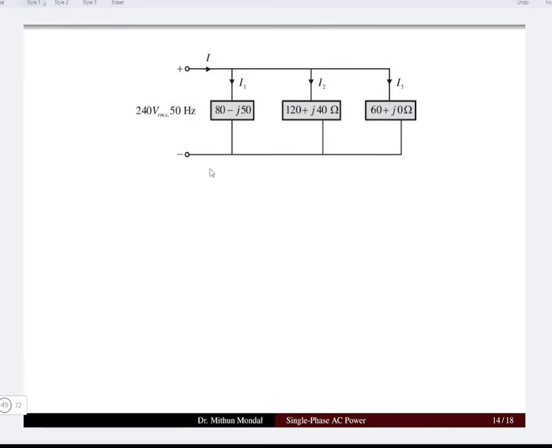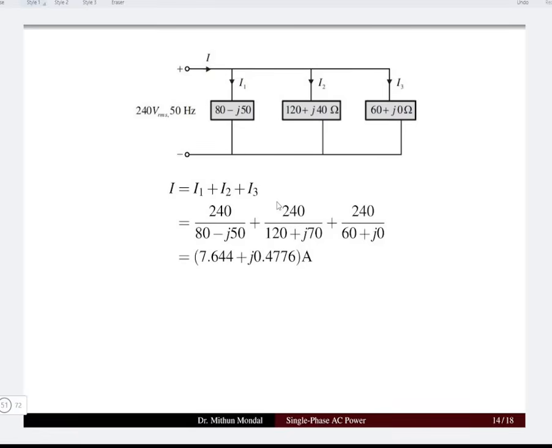We can use the concept of current division in the three parallel loads I1, I2, I3, and the net current will be drawn as I. So we can apply Kirchhoff's current law as the total current is equal to I1 plus I2 plus I3, and the current flowing here we can easily determine from the voltage and the complex power S. So the current 1 we can determine as voltage divided by the complex power. Similarly I2 and I3 we can add and find the total current.